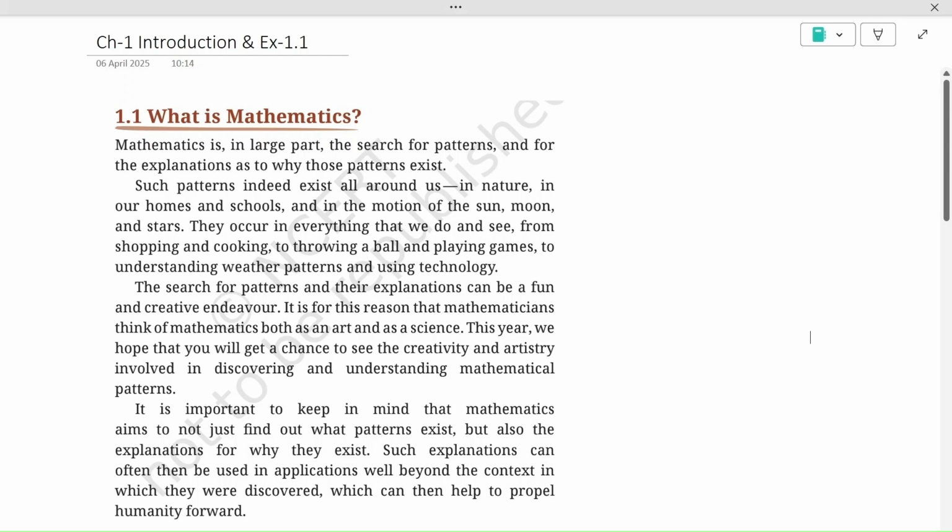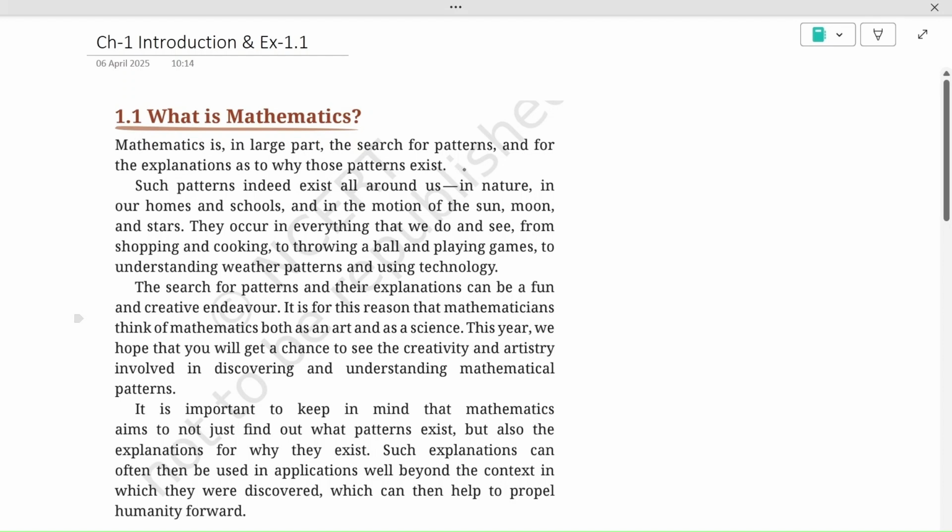So in today's class we are going to start the very first chapter of mathematics, and that is patterns in mathematics. Let's start with the chapter then. It says that mathematics is in large part the search for patterns and for the explanations as to why those patterns exist. As we all know, mathematics deals with numbers, figures, and so many things. There are angles, lines, many things. So along with that, there are also patterns in mathematics.